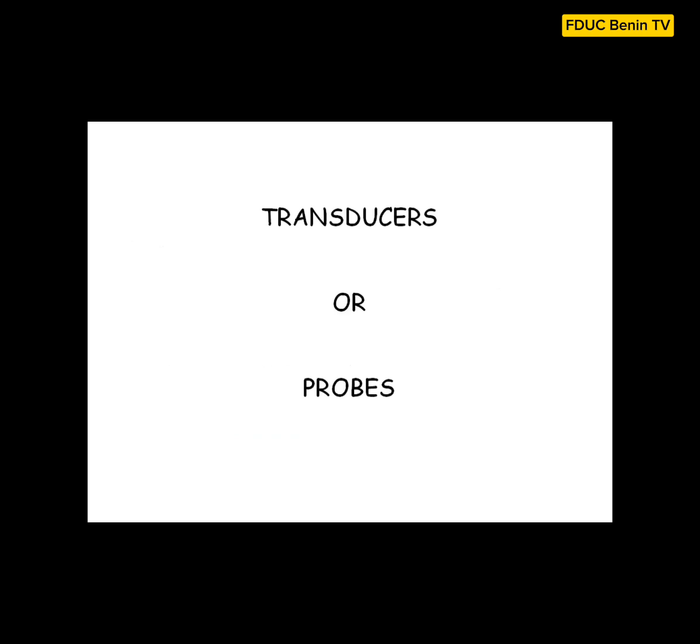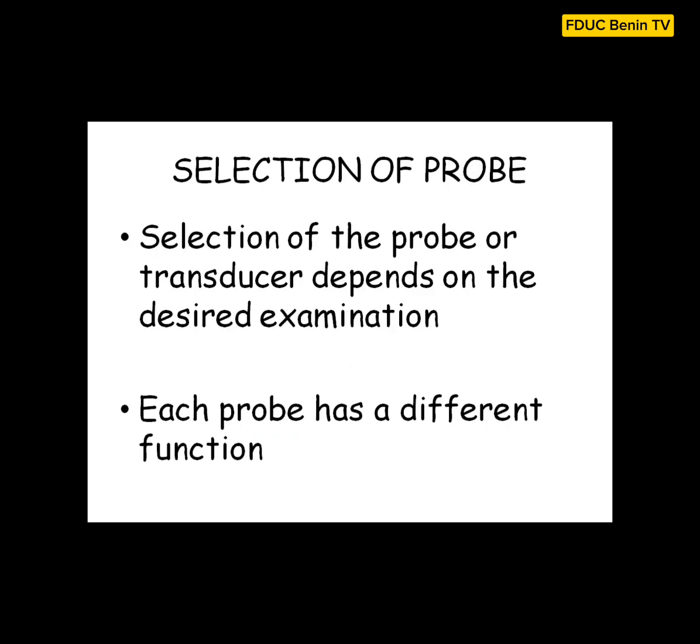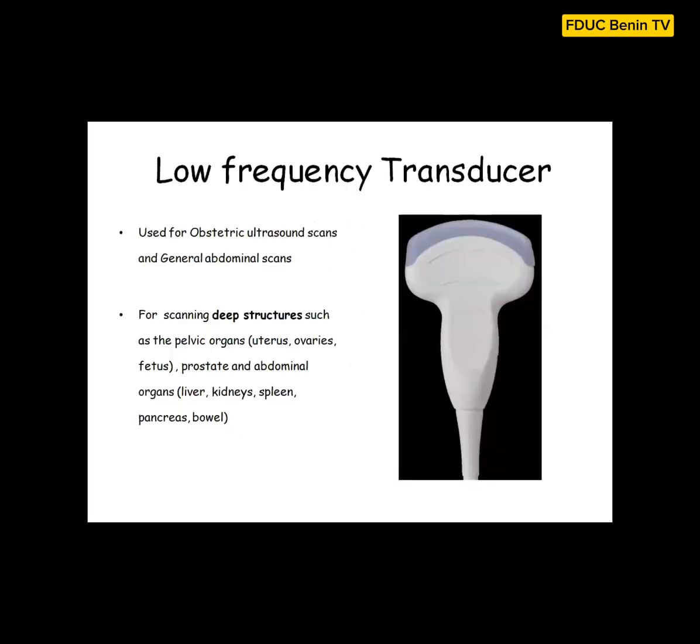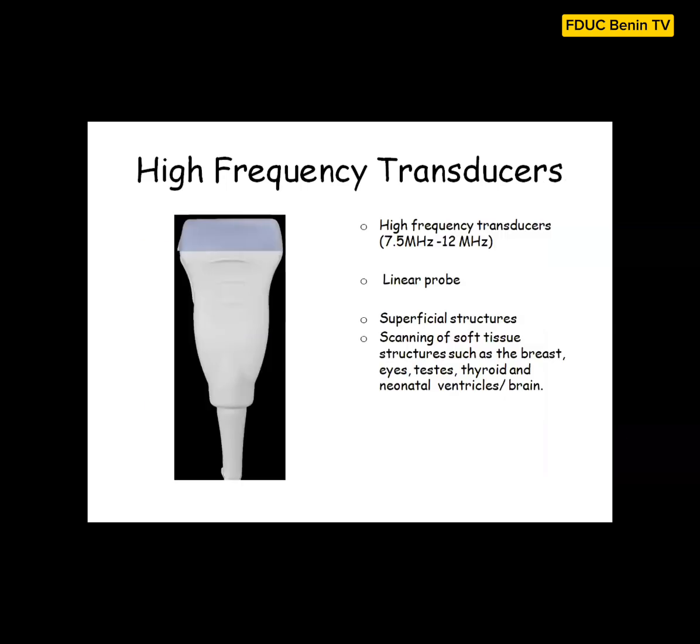we talked about transducers. And as you scan, definitely you will have to select the probe you want to use, depending on the examination. If you want to do an obstetric scan, you need to use the low frequency probe or transducer or the curvilinear probe like this. This is what we use for scanning deep-seated structures. Obstetric scan, pelvic scan, this is what we use.